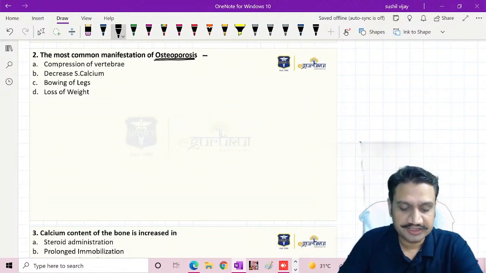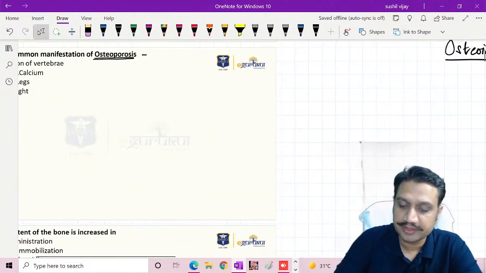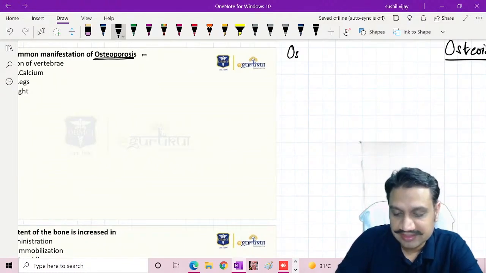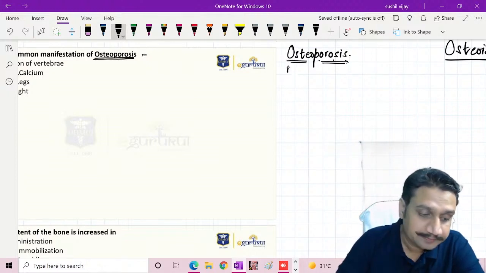So basically we need to learn certain important points about osteoporosis. What are those important points? Let's learn about them. In osteoporosis, what is the most common problem with which the patient comes to you? It is pain. Most common is pain.